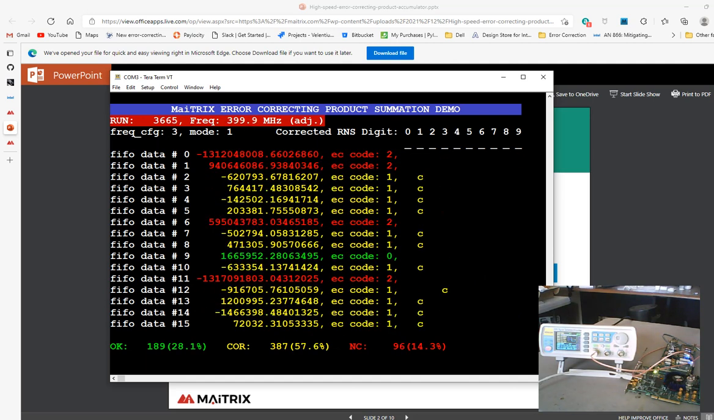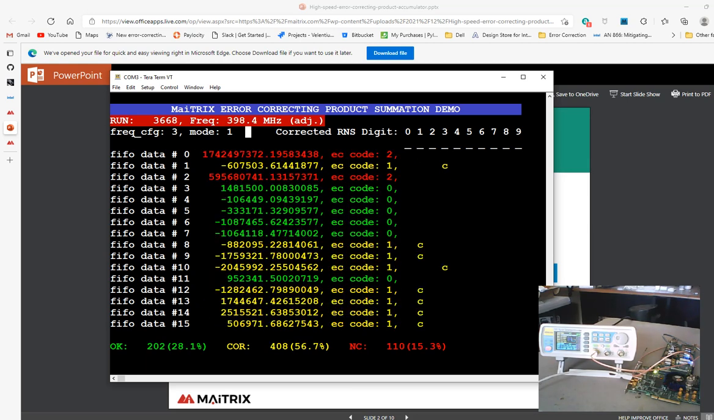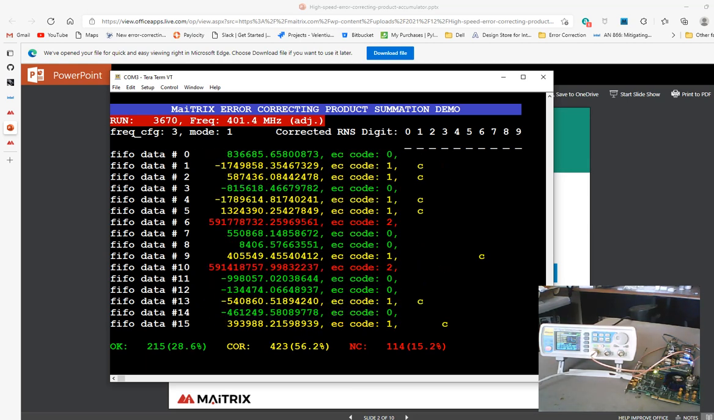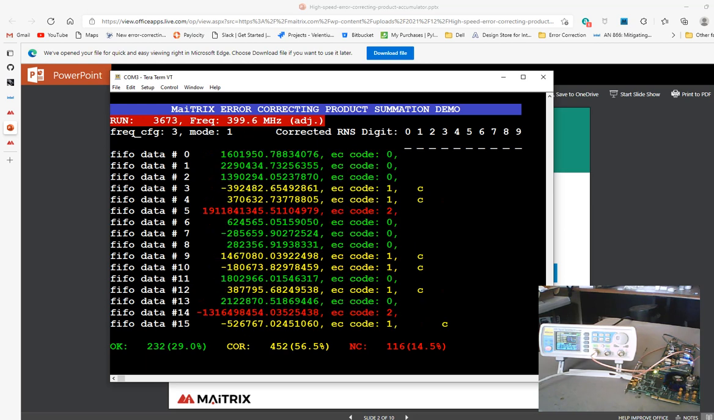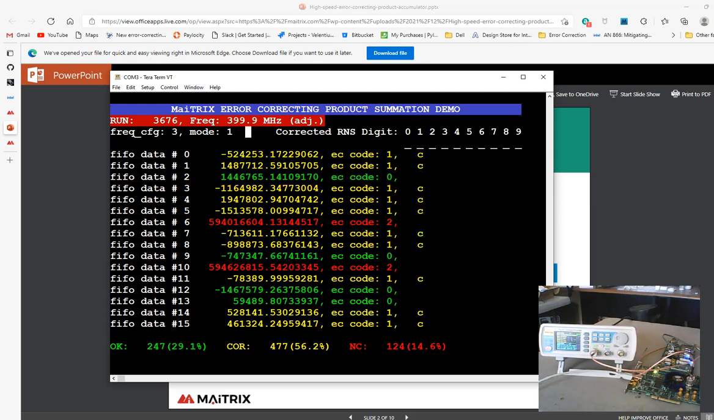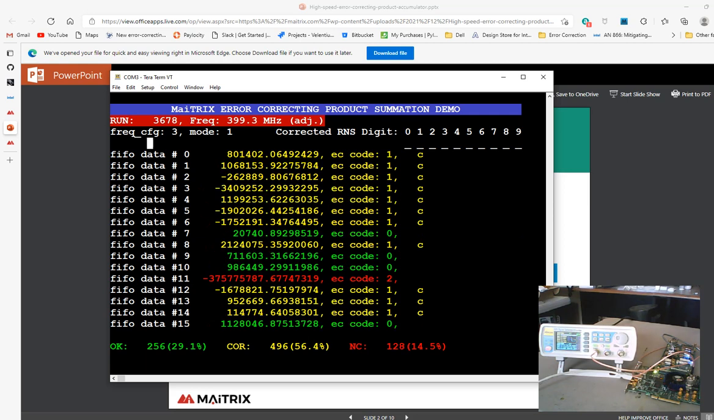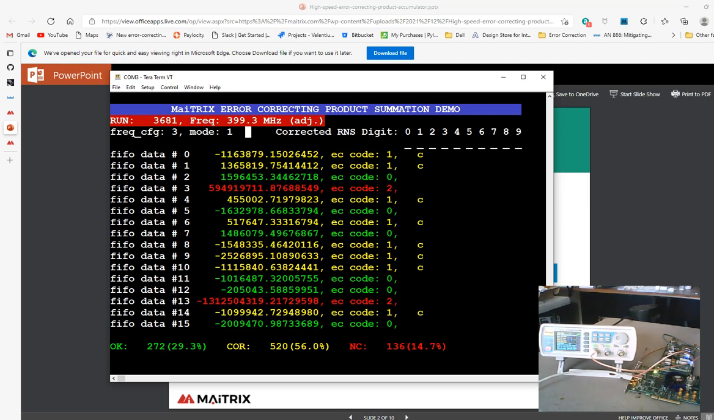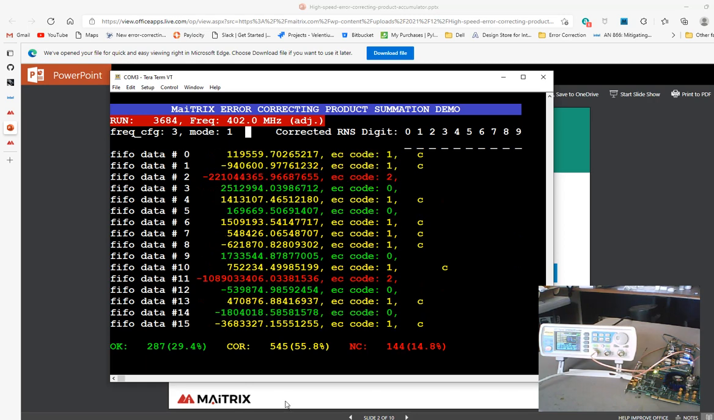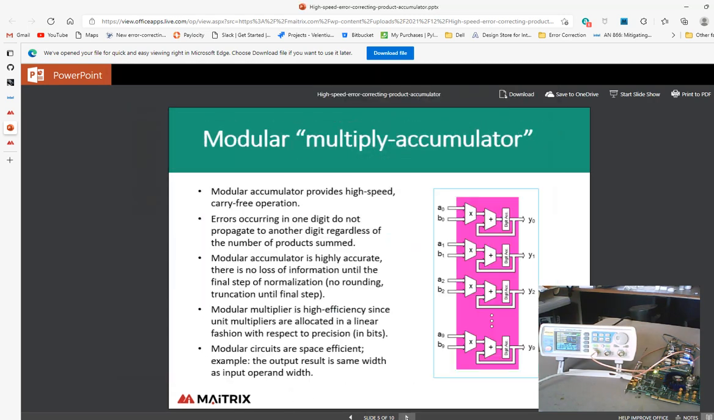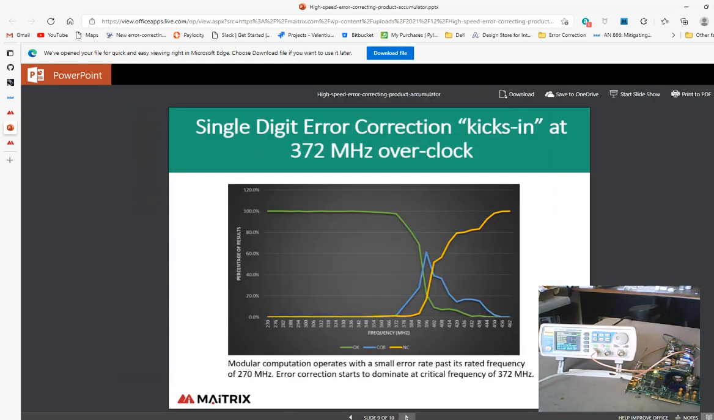And you can get an idea that the digit 1 is very weak. It's not the only digit that's failing by any means, but it's obviously the slowest one. And then on the non-corrected, we're getting about 14% non-corrected values here. And this part of the curve is very similar to this part of the demonstration right here. If you look at this curve, the bottom is increasing frequency. The green is the number of arithmetic results that did not need correction. It drops off as frequency goes up.